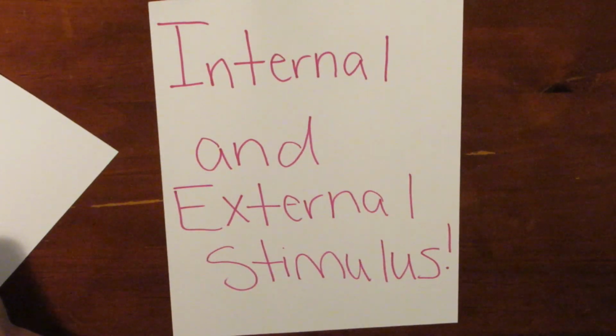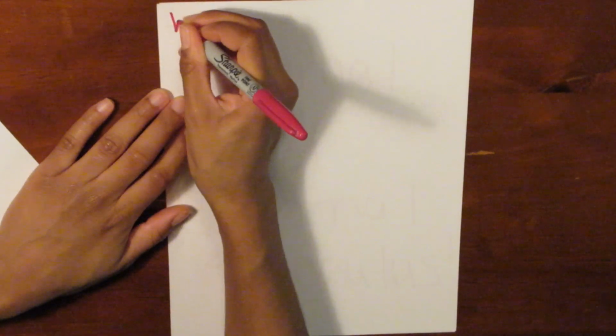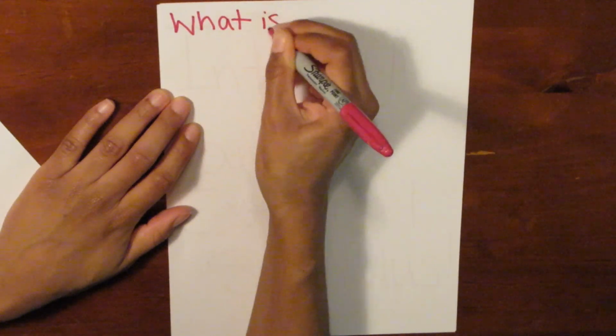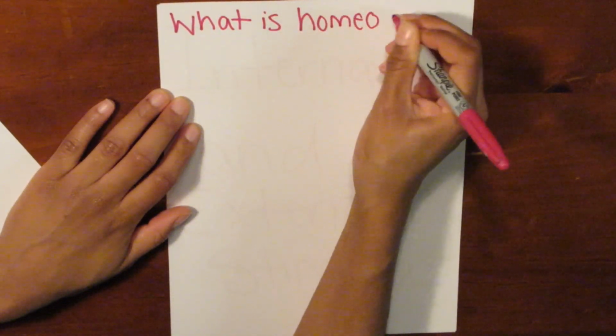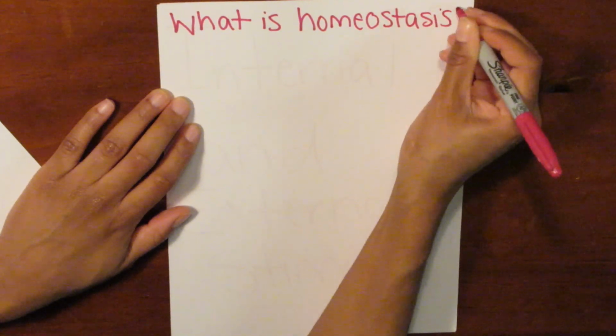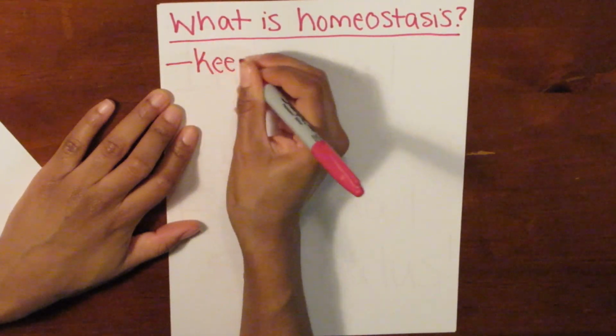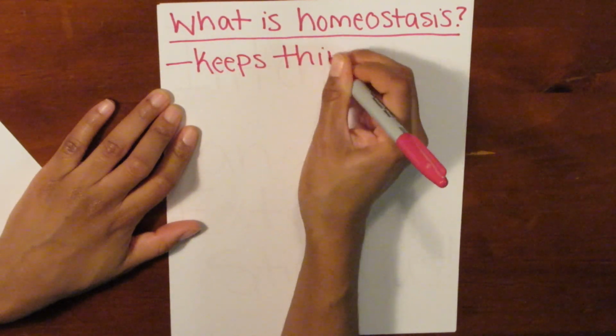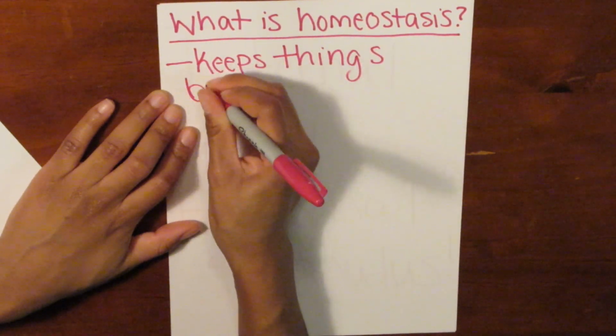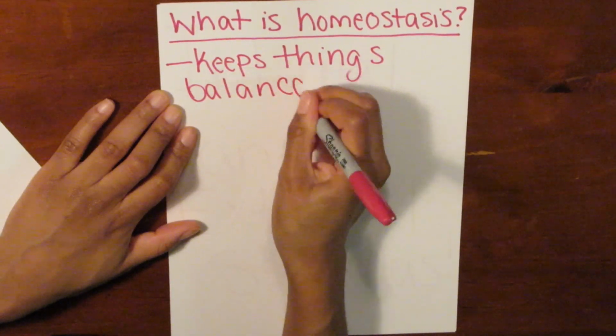So one of the first things that we're going to start off by talking about is what is homeostasis? So I'm writing down this question to give you a chance to think about it. Think about what is homeostasis? We've talked about this so much. Think about the answer in your head. I know a lot of you would get this just from thinking about it. But it means to keep things balanced. Homeostasis means to keep things balanced.